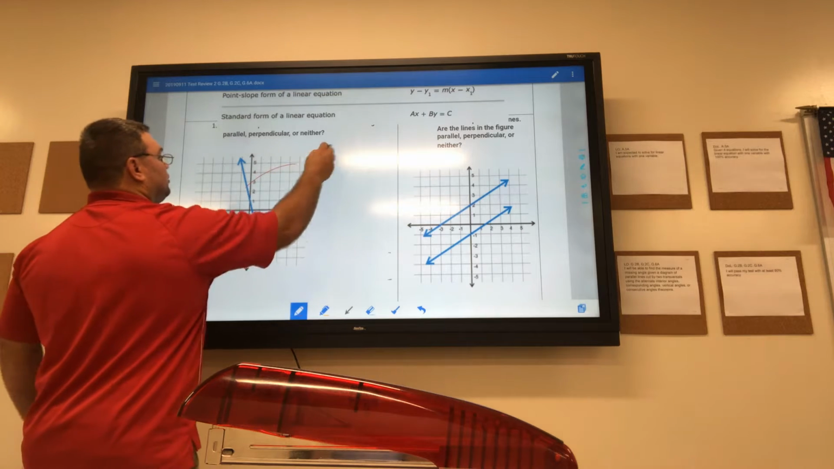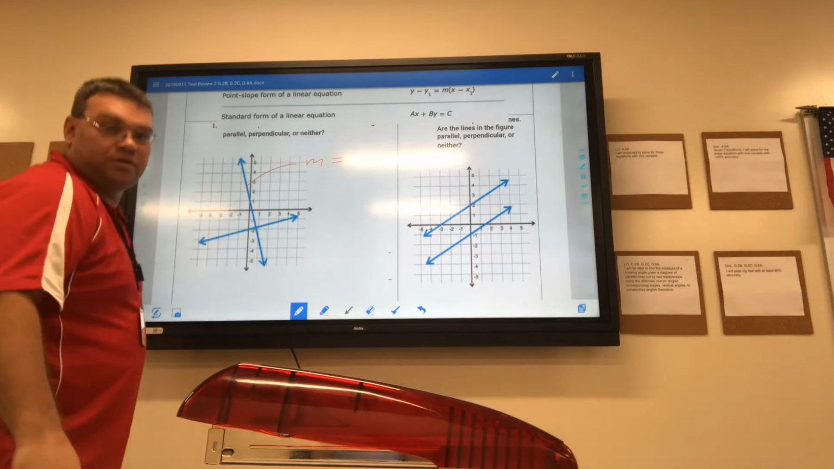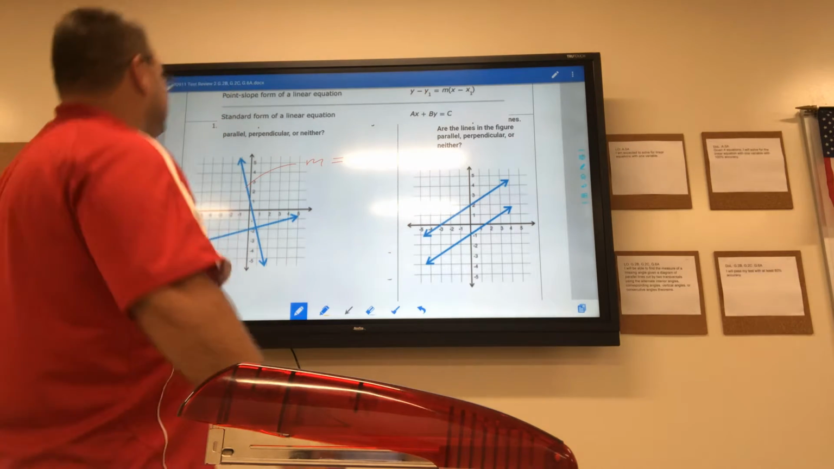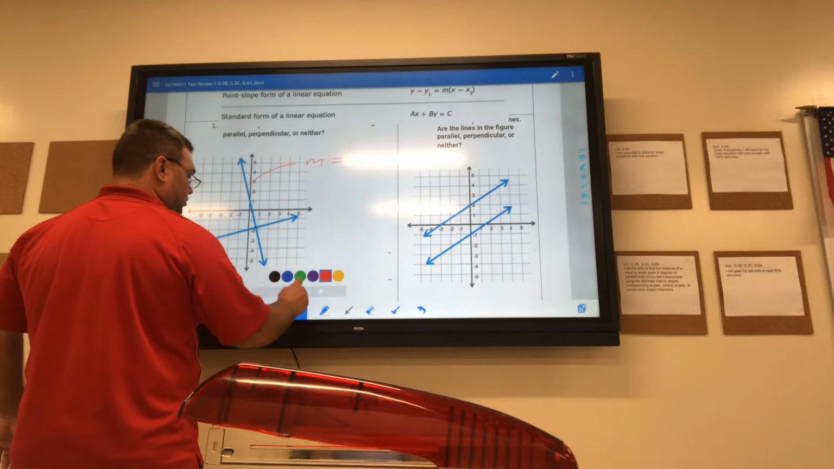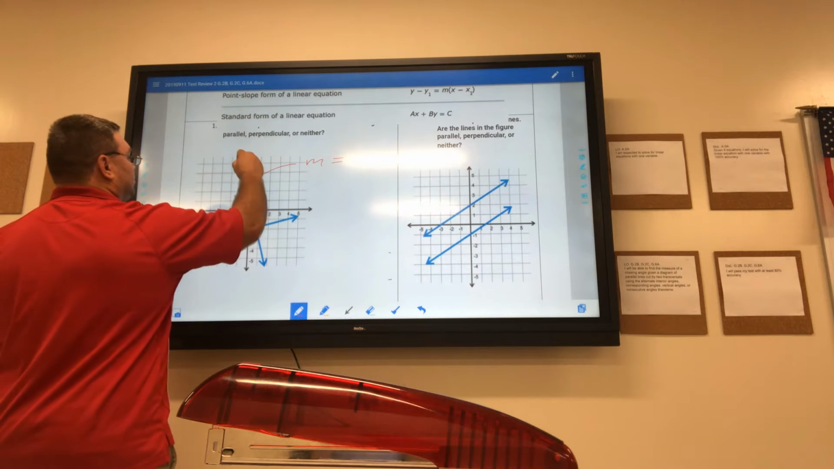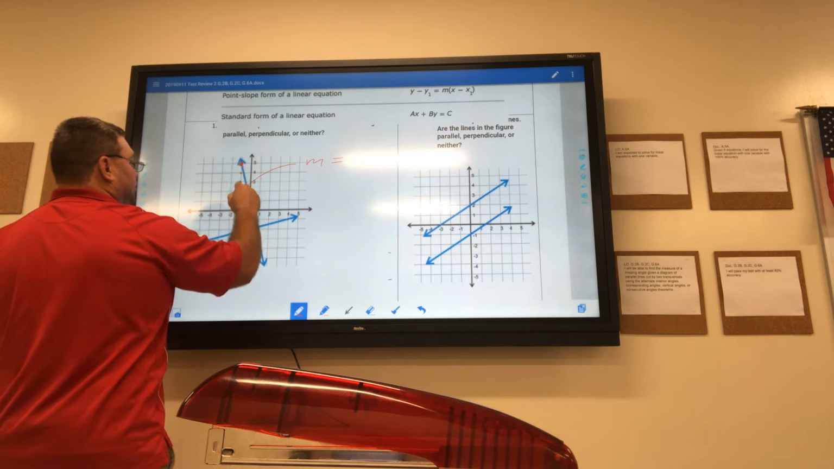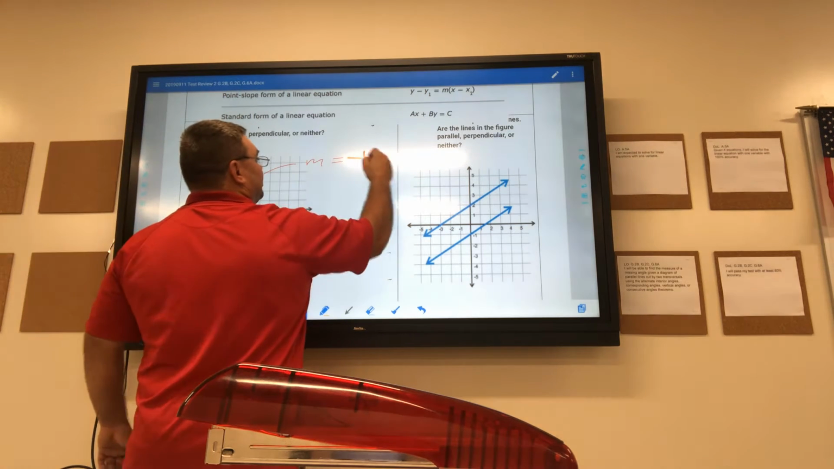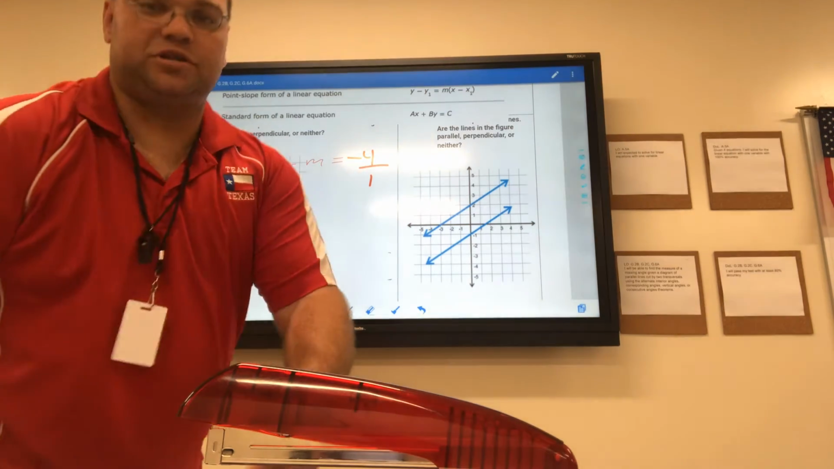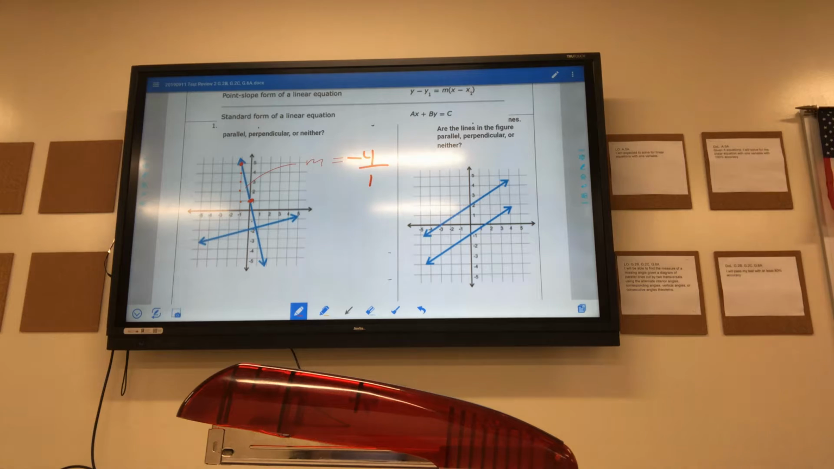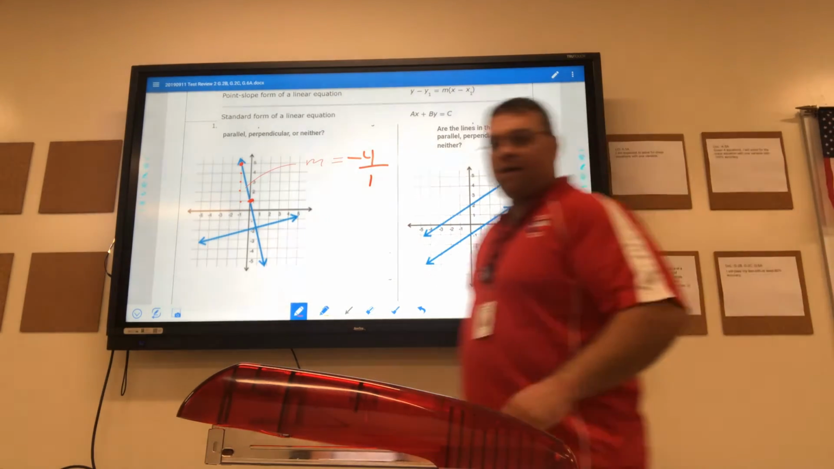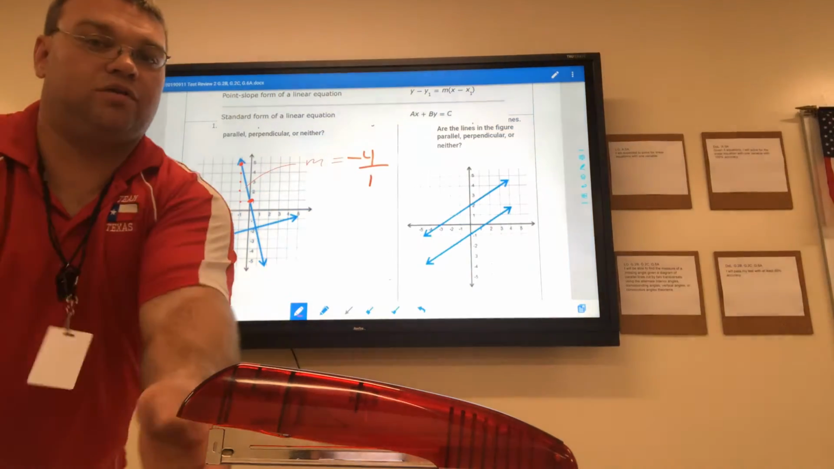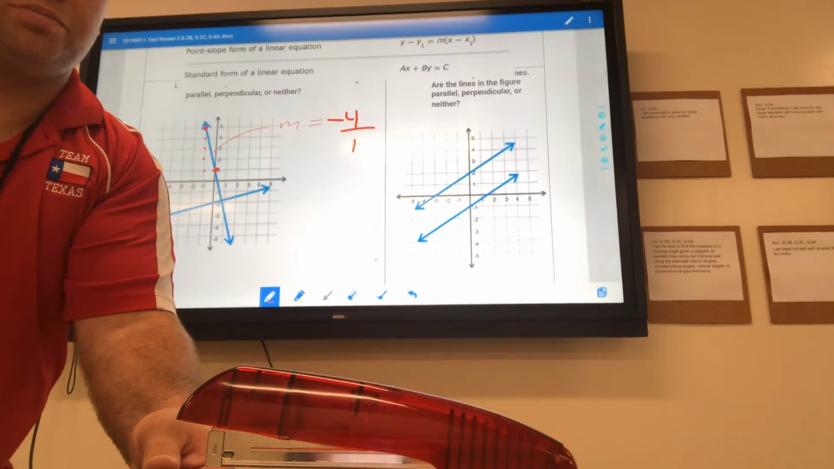So, slope of this one, m equals... Hope you guys can see that. I'll go rise over run. I go down 1, 2, 3, 4 over 1. The slope is -4 over 1. Let me see if I can lower this down a little bit. So -4 over 1 is that slope.